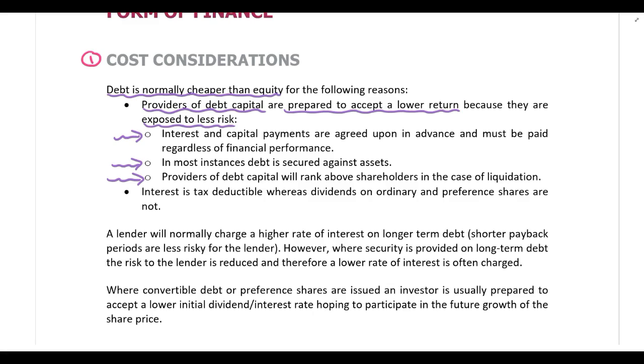So if there's no money left, they obviously lose everything. They stand the most to lose. So once again, because equity providers or ordinary shareholders are exposed to higher risk, they want a higher return. On the other hand, debt providers are exposed to less risk, they will accept a lower return. In addition to that, we also know that interest is tax deductible, which further reduces the cost of debt, whereas dividends on ordinary and preference shares are not tax deductible.